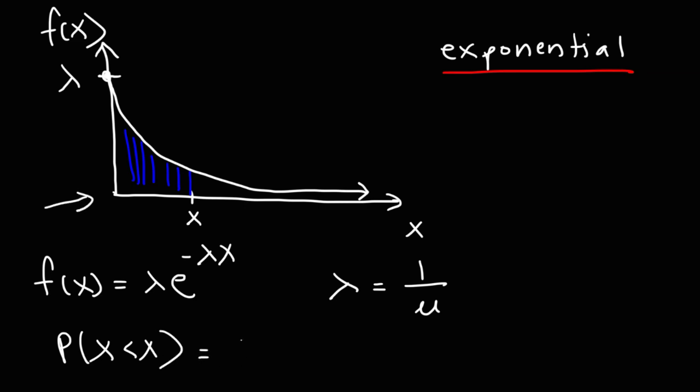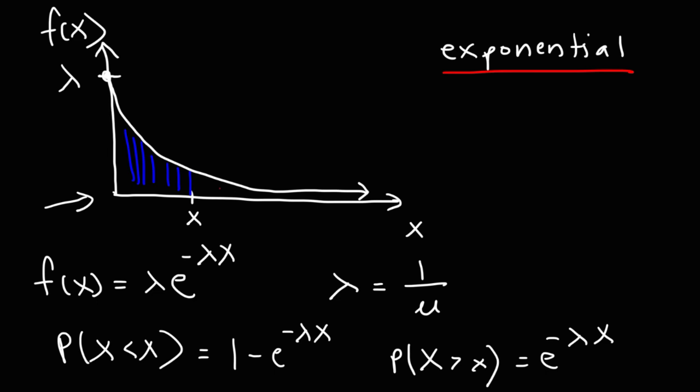The formula for that, to calculate the area under the curve of that region, it's going to be 1 minus e to the negative lambda times x. Now, if we want to calculate the probability that x is greater than x, it's simply e to the negative lambda times x. In this case, that would represent the region under the curve to the right. So those are some other formulas that you want to know if you need to calculate the probability or the area under the curve.